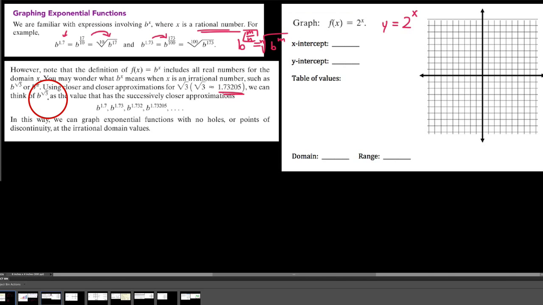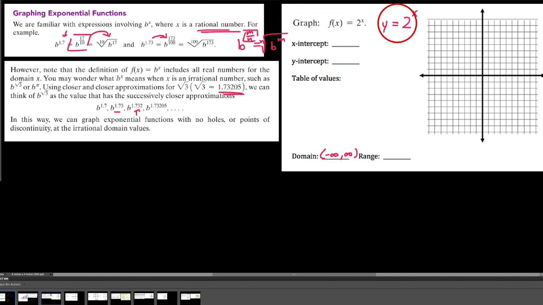We can think of b to the square root of 3 as a value that has successively closer approximations of this here. So just like b to the 1.7 is about b to the 17 over 10 power, and we could find that root, and I could find b to the 173 over 1,000. This would be b to the 1732 over 1,000. This would be b to the 173205 over 100,000 here. But basically, we can get closer and closer approximations. So what this means is that when we talk about the graphs of exponential functions, we're going to be able to plug in all x values. And so the domain is always going to be all real numbers.